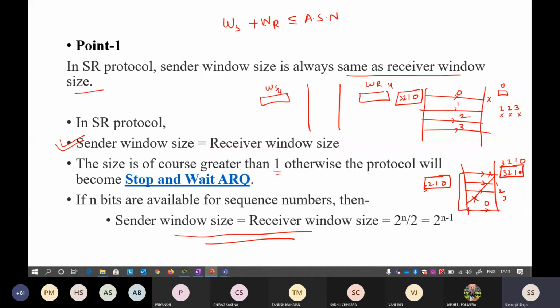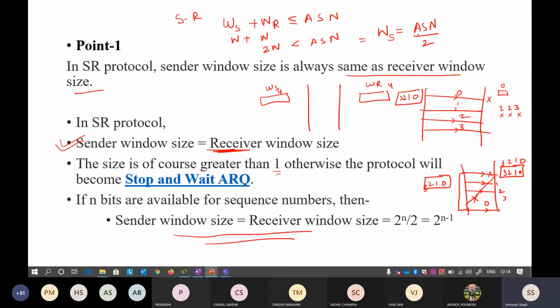You know that in SR protocol, the sender window size is equal to the receiver window size. So I can call it window plus window. Two windows should be less than or equal to the available sequence number. So the window can be equal to the available sequence number over 2. Till here I think everything is smooth: whatever the available sequence number is, the window size is that divided by 2.